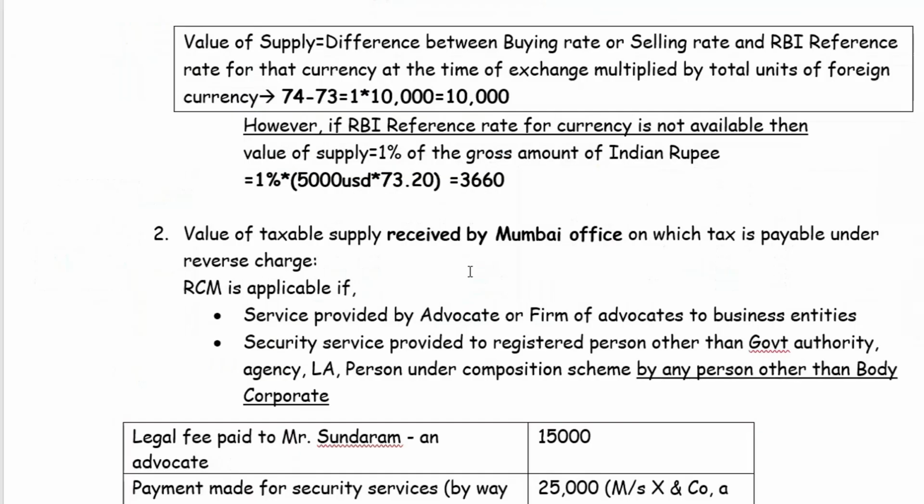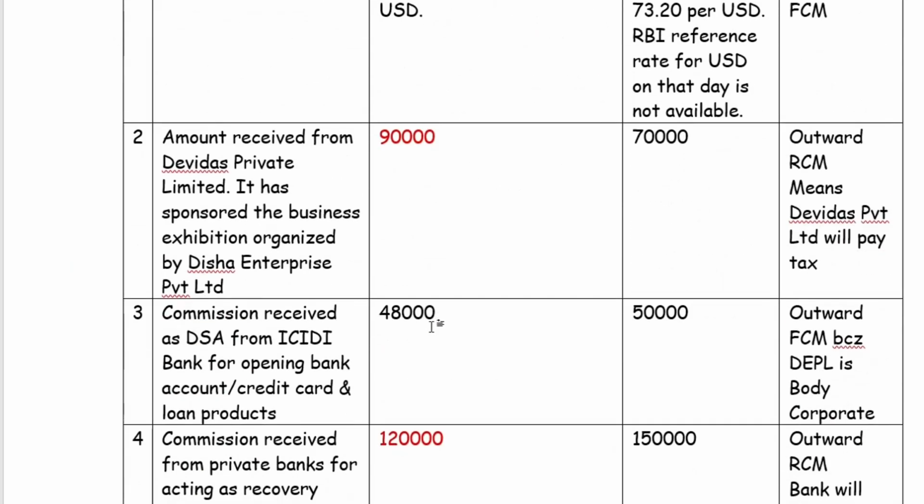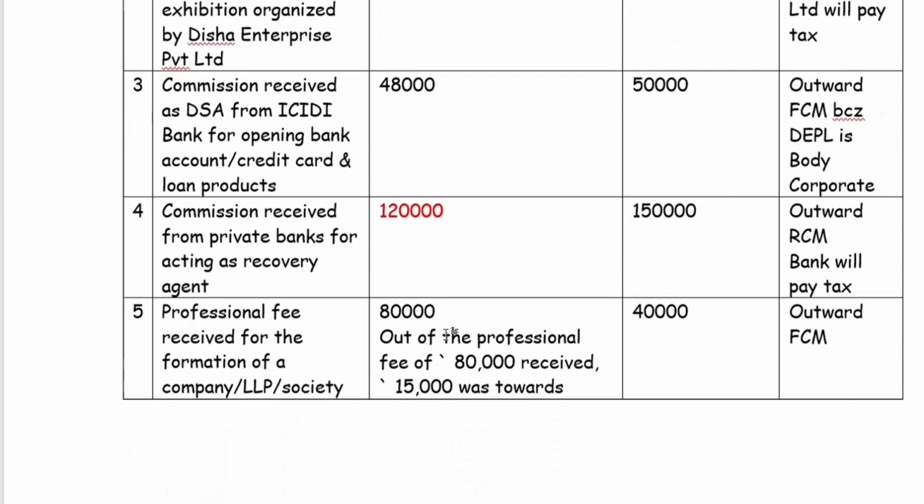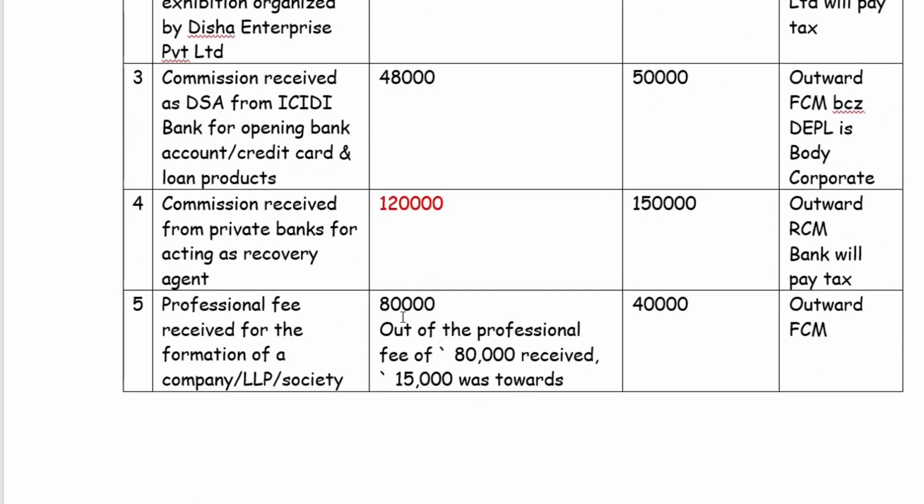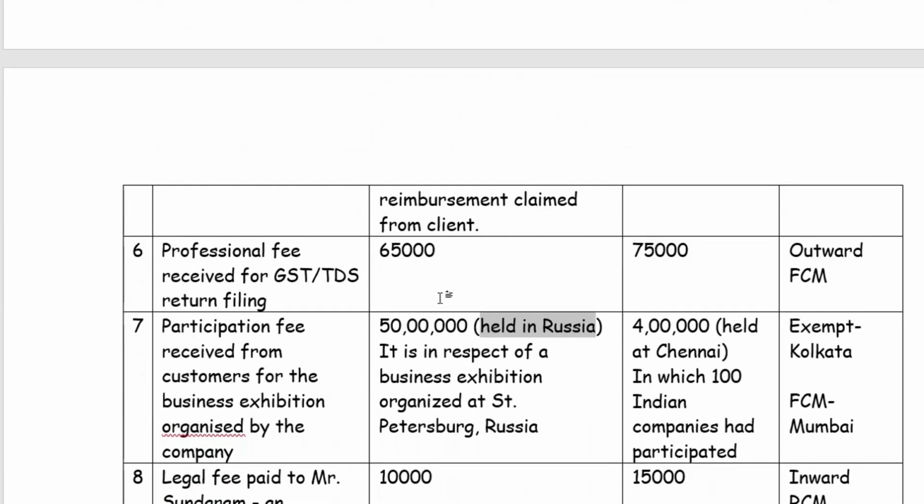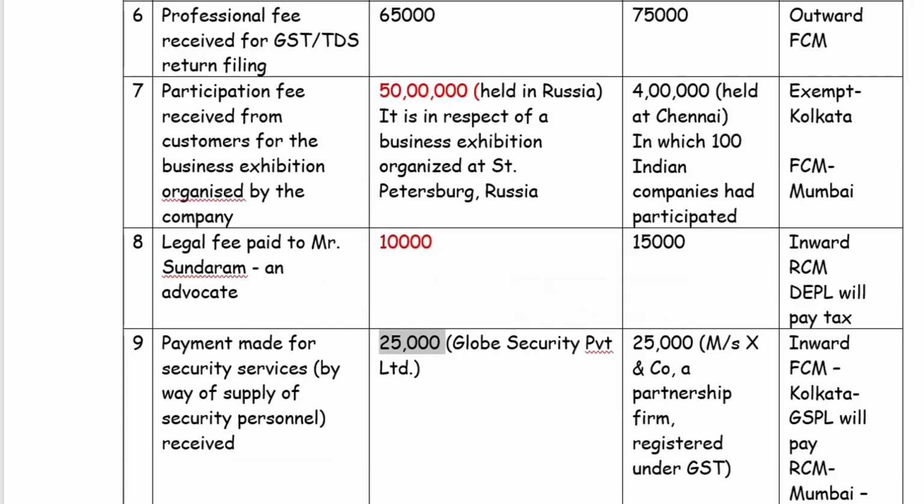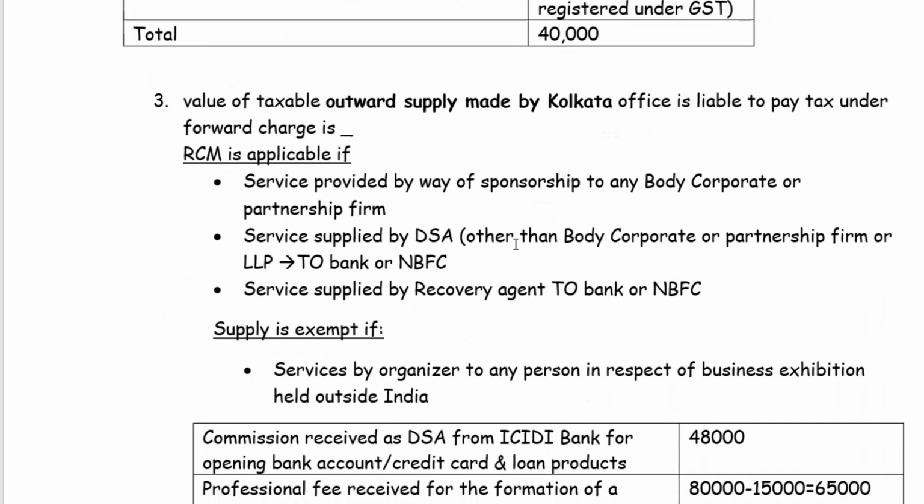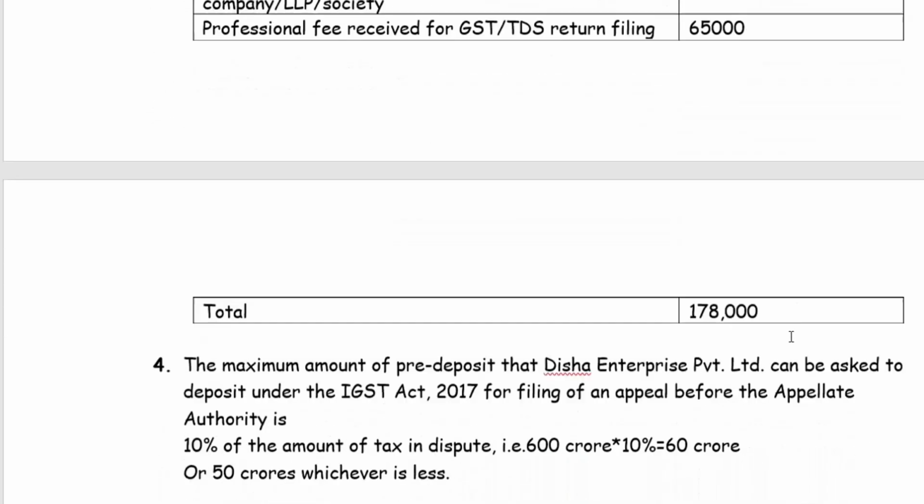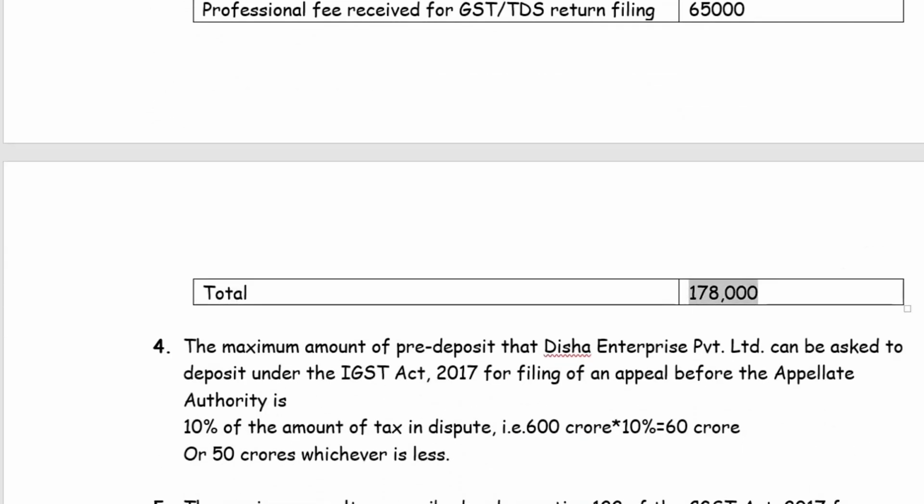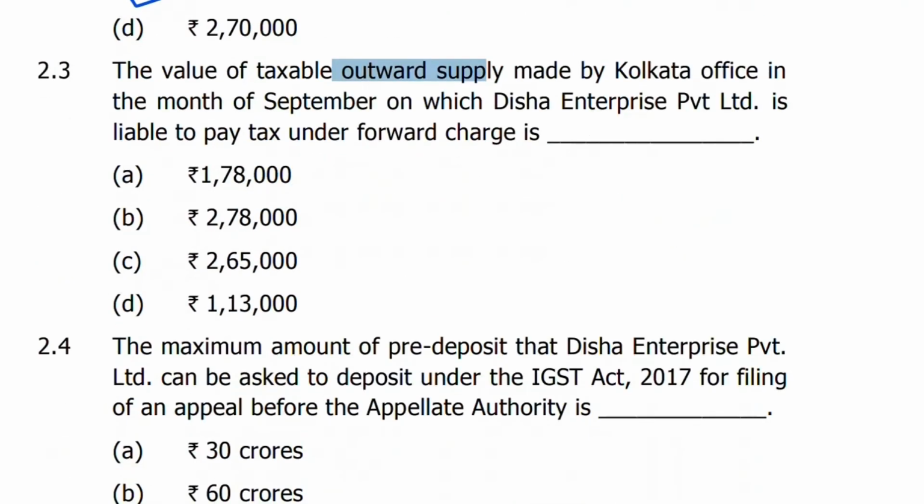So the amounts which are not in red, that is 48,000, here 80,000 minus 15,000, that is 65,000, here 65,000, only 3, right? So the total comes up to 1,78,000. So the answer is 1,78,000.